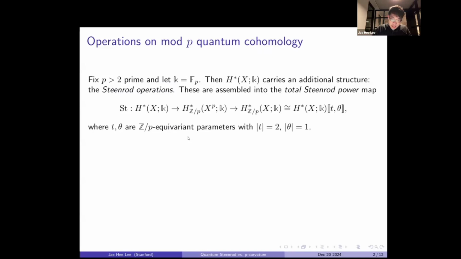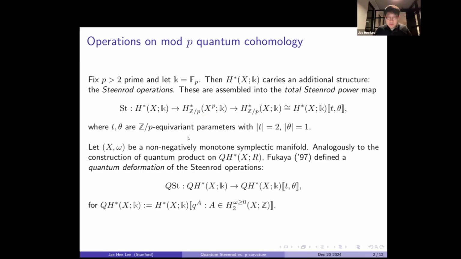And the way this map is defined is you start from some mod p cohomology class, take its p-fold tensor product to get a class in the cohomology of x to the p, and then you pull this back by the diagonal inclusion of x inside x to the p. And these variables, t and theta, show up as the generators of the group cohomology of the group Z mod p, which acts on this x to the p by cyclic permutation. So they're like Z mod p equivariant parameters.